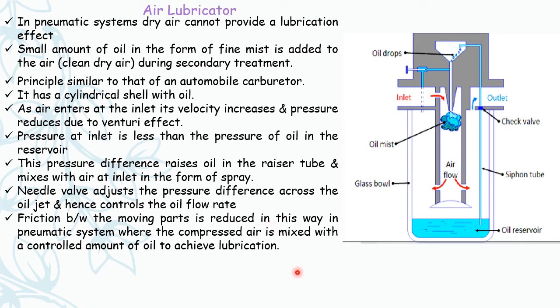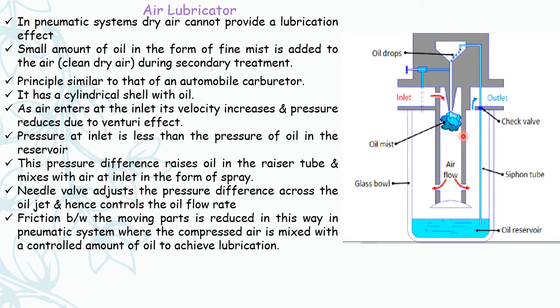But in pneumatic systems, dry air will be present, which cannot provide lubrication to the systems. So there should be a lubricating unit. This air lubricator will provide that lubrication to the pneumatic systems. As you can see here, a small amount of oil in the form of a fine mist is added to the clean dry air during secondary treatment.